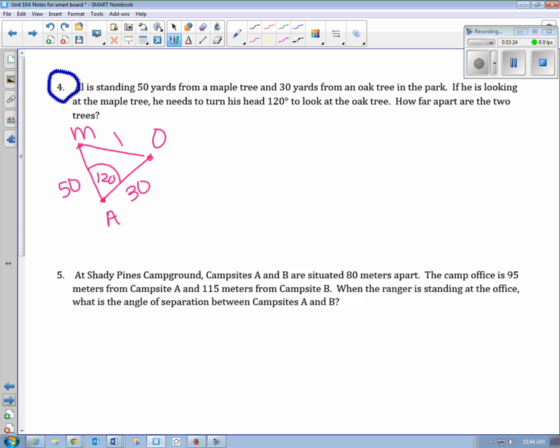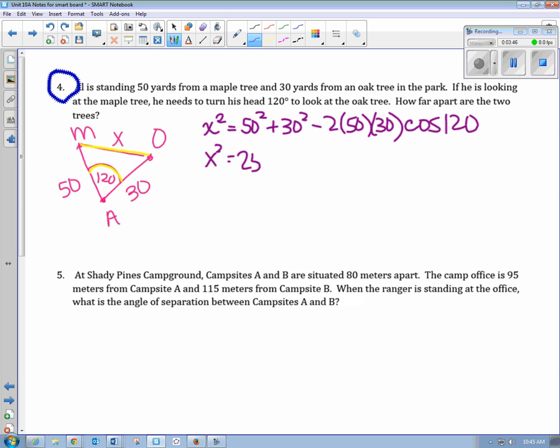So in this case, here's the X I'm looking for. Just as a reminder, this side and this angle have to be the ones that are across from each other in the formula. So X squared equals 50 squared plus 30 squared minus 2 times 50 times 30 cosine 120. So in here, I have 2,500 plus 900 minus 3,000 cosine 120.